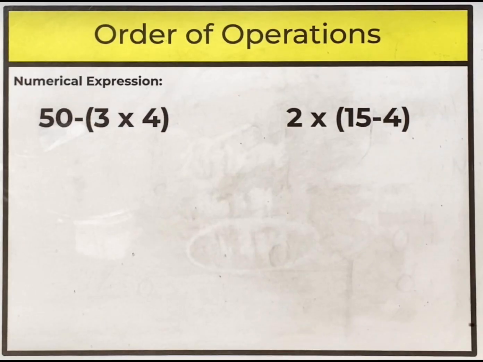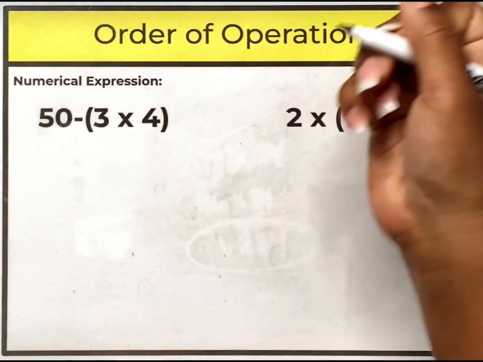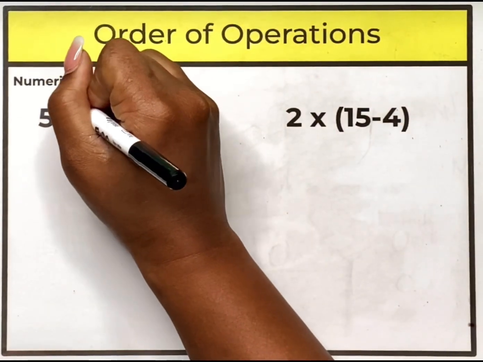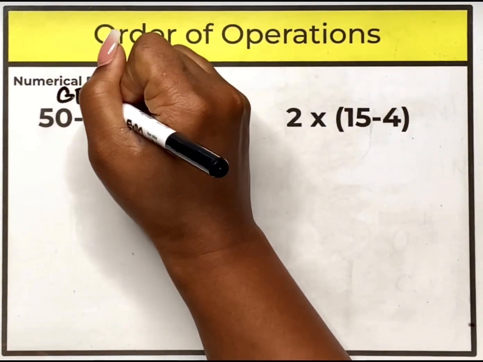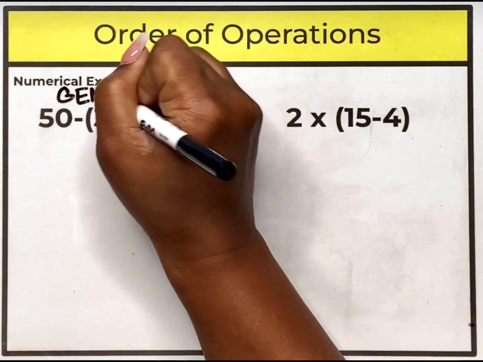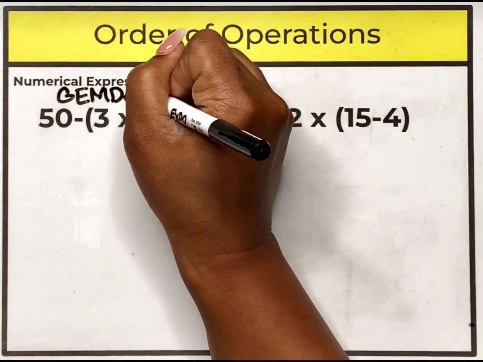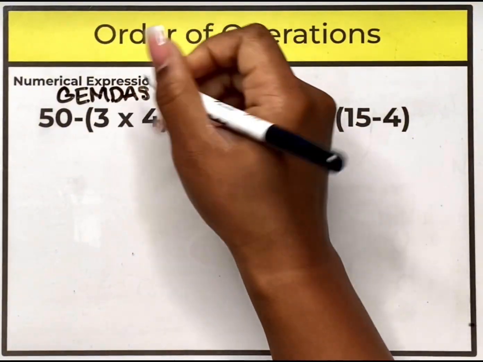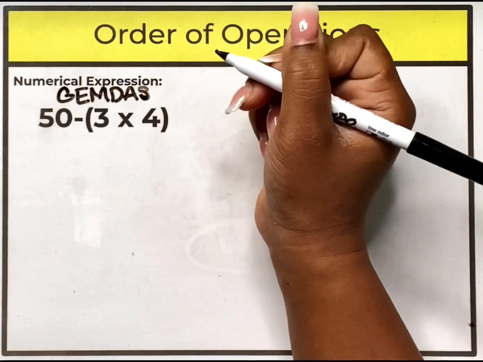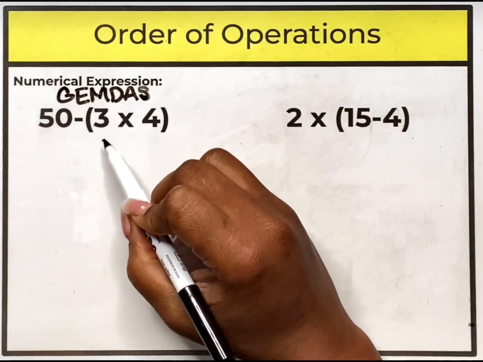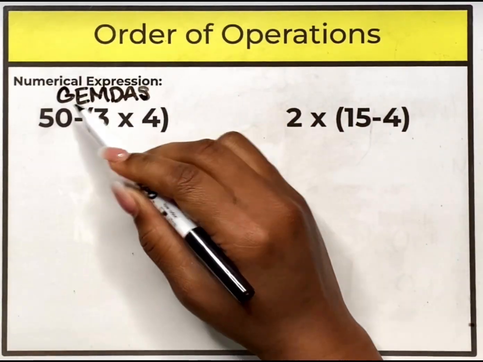Okay, number 2. We have 50 minus open parentheses 3 times 4 close parentheses. Again, we're going to write GEMDAS before we begin. The G stands for grouping symbols, which are parentheses, brackets, and braces. Exponents, multiplication or division, addition or subtraction. In 5th grade, some people only have to learn the parentheses, so PEMDAS is fine.